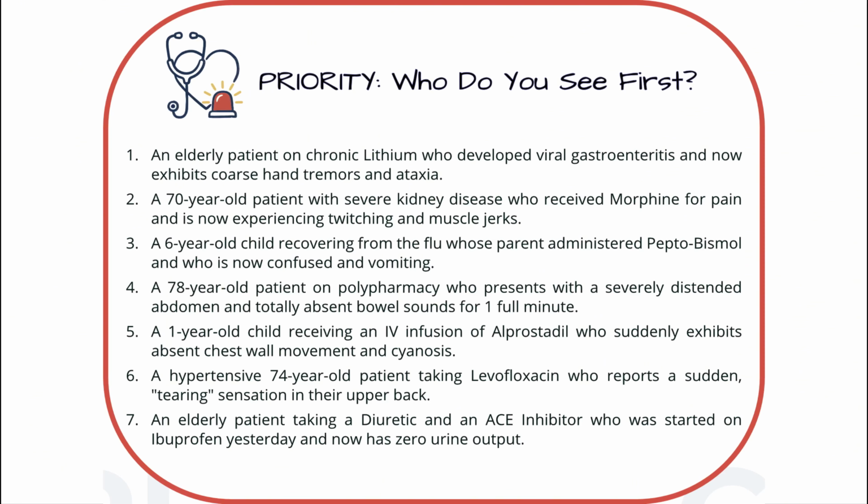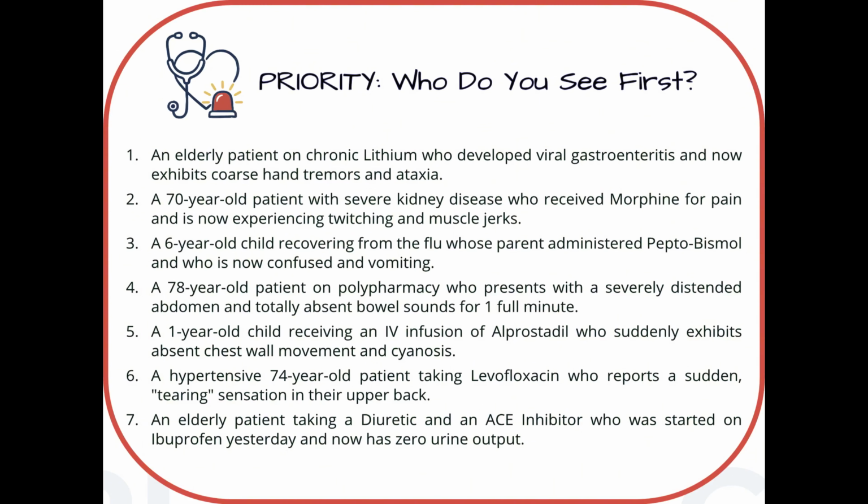An elderly patient on chronic lithium who developed viral gastroenteritis and now shows coarse tremor and ataxia. Dehydration-driven lithium toxicity climbing fast. A 78-year-old on polypharmacy with a severely distended abdomen and completely absent bowel sounds. Anticholinergic stacking has produced a paralytic ileus heading toward perforation and sepsis. And a 70-year-old with severe kidney disease who received morphine and is now twitching with muscle jerks. Accumulation of toxic metabolites causing neurotoxicity, needing a switch to fentanyl.